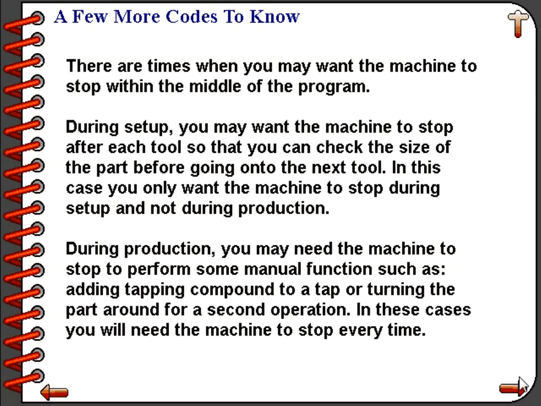Also, during production, there are times when you may need the machine to stop for some manual function. Adding tapping compound to a tap, for example, is one situation where you need to stop the program every time. Another possibility would be a thread rolling die. Thread rolls oftentimes need to be manually reset before the machine can cycle again. So that would be an excellent example of when we need to stop the program every time mid-cycle.